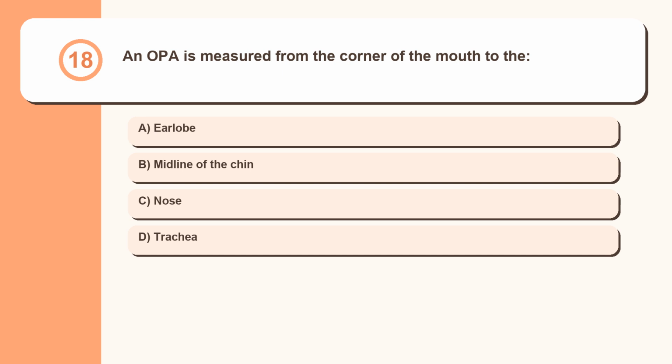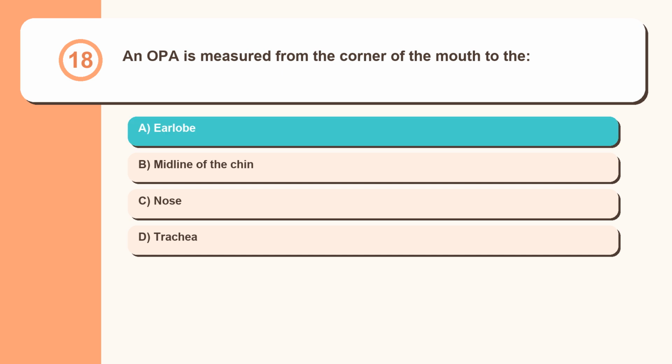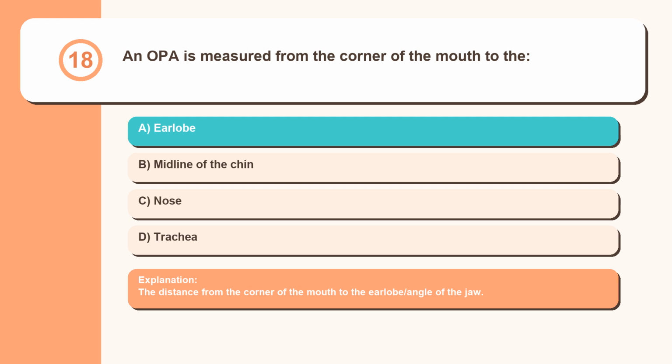Question 18. An OPA is measured from the corner of the mouth to the earlobe, midline of the chin, nose, trachea. The distance is from the corner of the mouth to the earlobe or angle of the jaw.